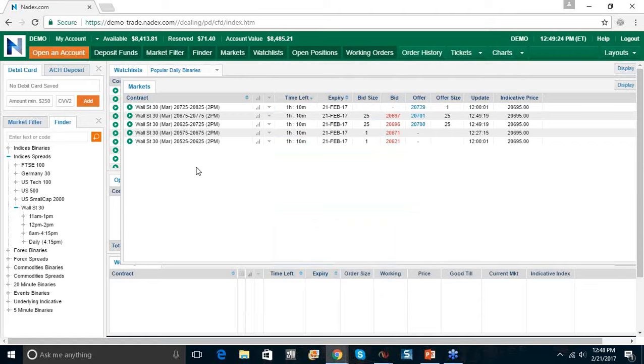Are you expecting a big move in the market? Are you expecting a little move in the market? How long do you think that move is going to take? You want to make sure you're giving yourself enough time to be right.